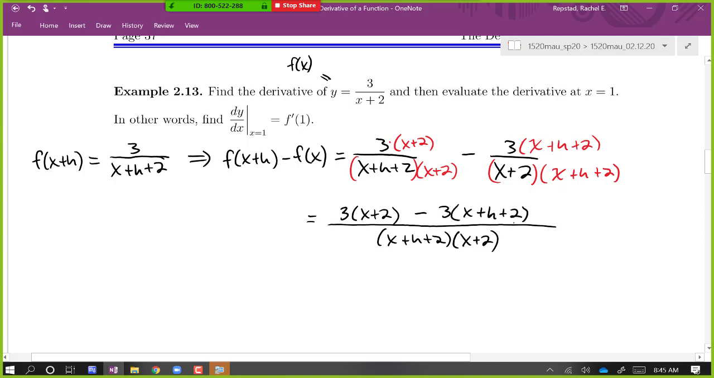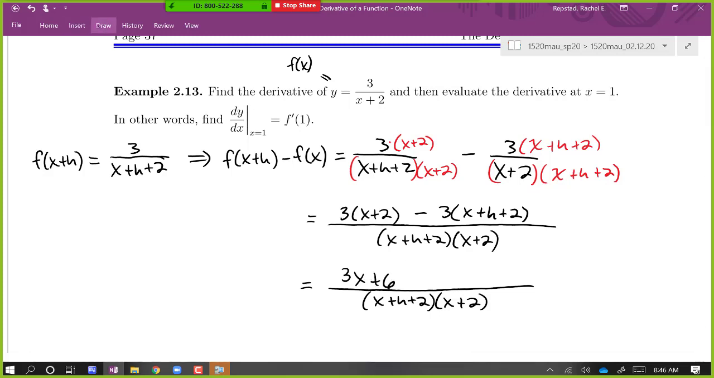Now here, on top, we are going to multiply and expand out the top, because it isn't just a product, right? We're subtracting these two products, so in order to simplify, we're going to expand and see what like terms we have. Let's see, we end up with 3x plus 6, and then I'm going to distribute the 3 and the negative at the same time here. So we get minus 3x minus 3h minus 6.